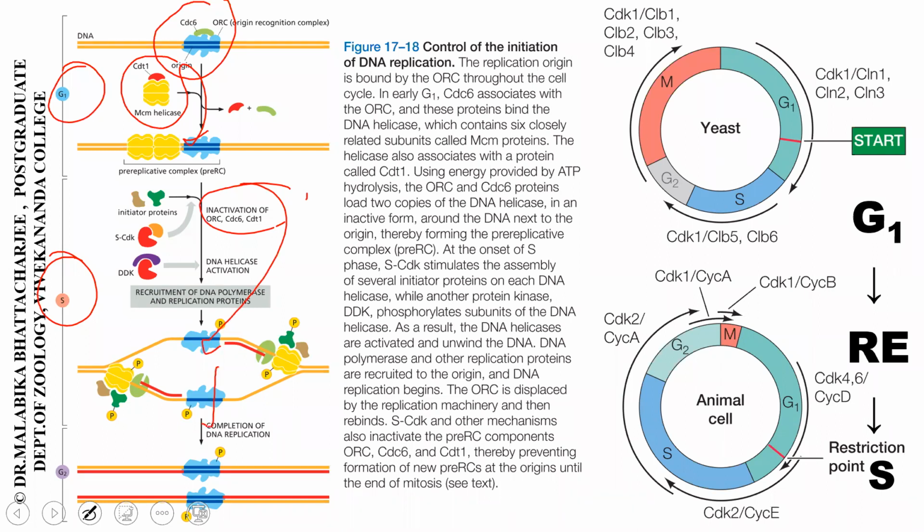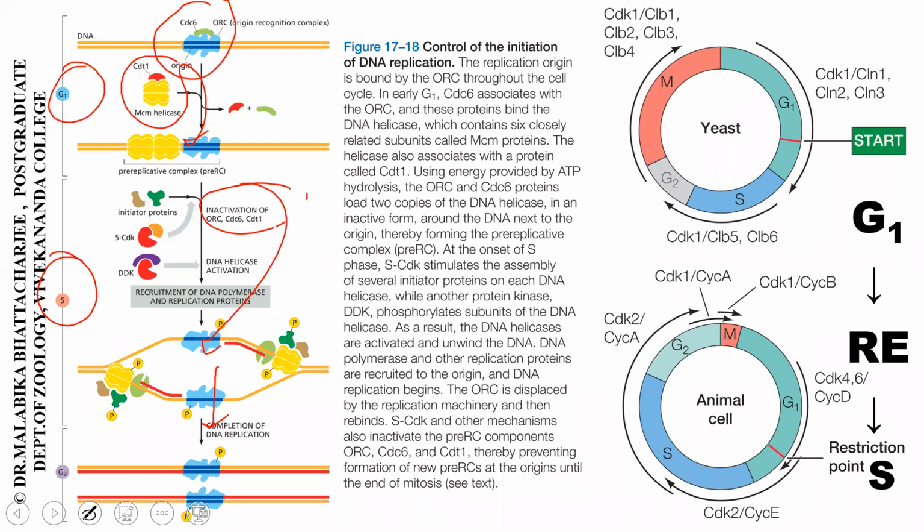When the cell is moving out of S phase, DNA replication is completed, but as I said, loading cannot be allowed. So unless and until helicase loading is allowed, a fresh cycle of replication cannot be initiated. So this is how the replication of DNA is controlled through the cell cycle.